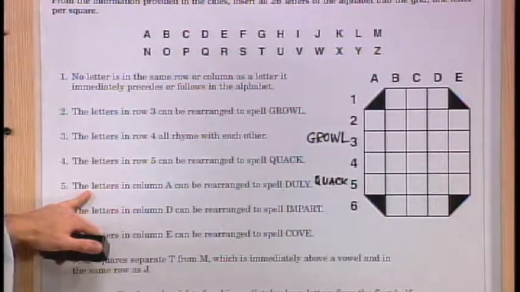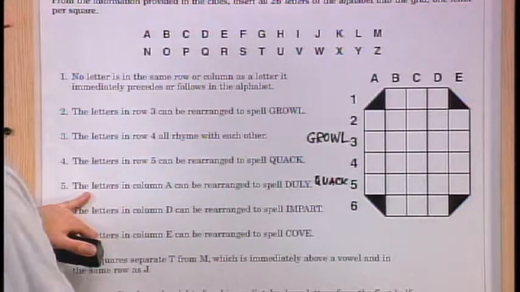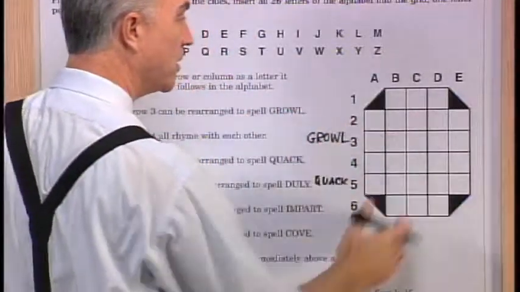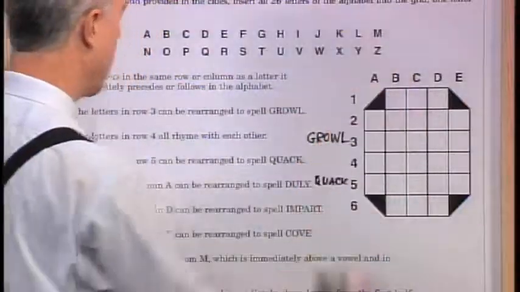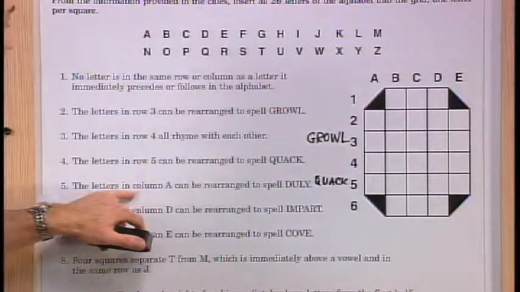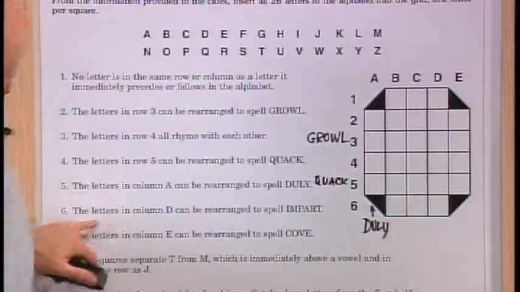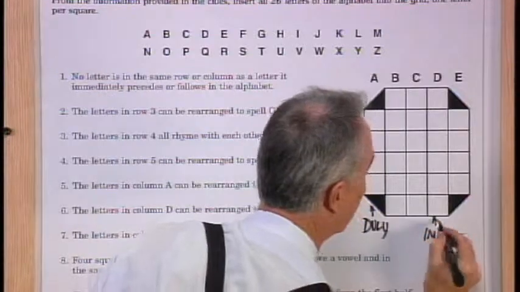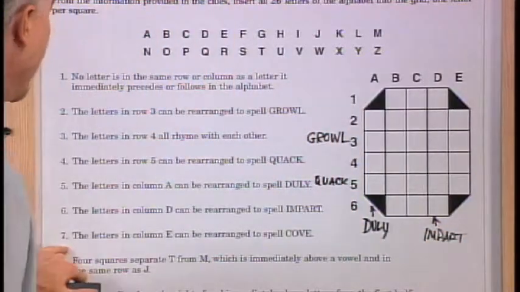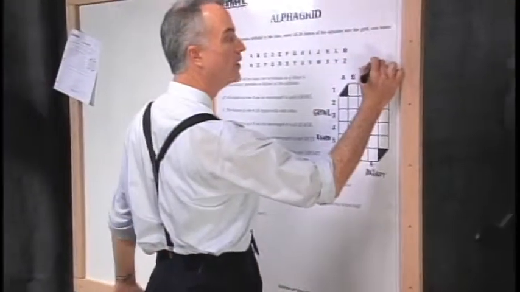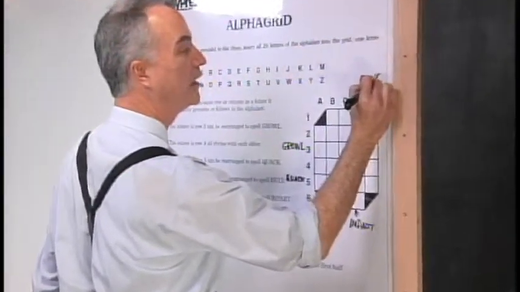The letters in column A, remember, as with many of our puzzles on Puzzle Detective, rows are horizontal, vertical are called columns. The letters in column A can be rearranged to spell dooley. The letters in column D can be rearranged to spell impart. And finally, the letters in column E can be rearranged to spell cove. C-O-V-E.